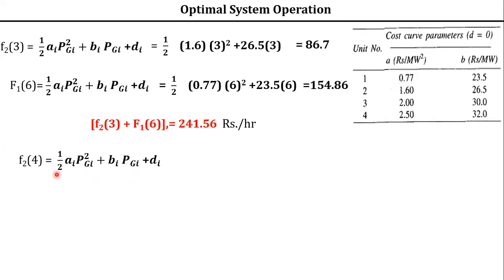F2 of 4 is equal to this equation. So what is the PG value? Here it is 4, that you substitute. And AI, BI, DI values, which values are you going to consider? For unit 2, these values you have to consider. So substitute those values, and you will get the value equal to 110.8.